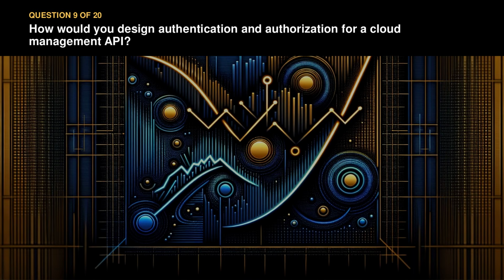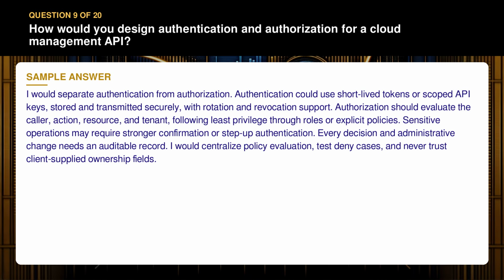Question 9. How would you design authentication and authorization for a cloud management API? I would separate authentication from authorization. Authentication could use short-lived tokens or scoped API keys, stored and transmitted securely, with rotation and revocation support. Authorization should evaluate the caller, action, resource, and tenant, following least privilege through roles or explicit policies. Sensitive operations may require stronger confirmation or step-up authentication.